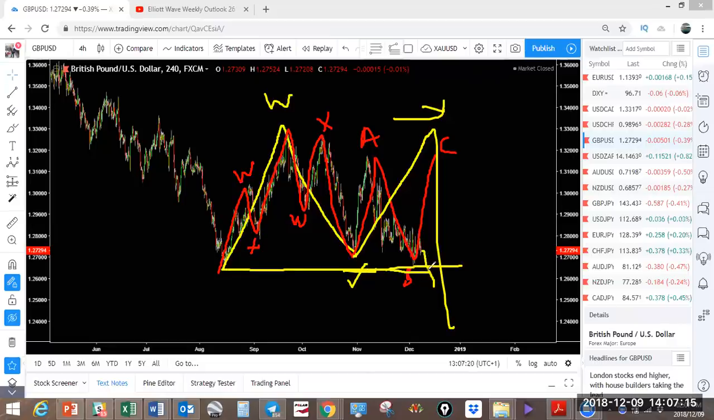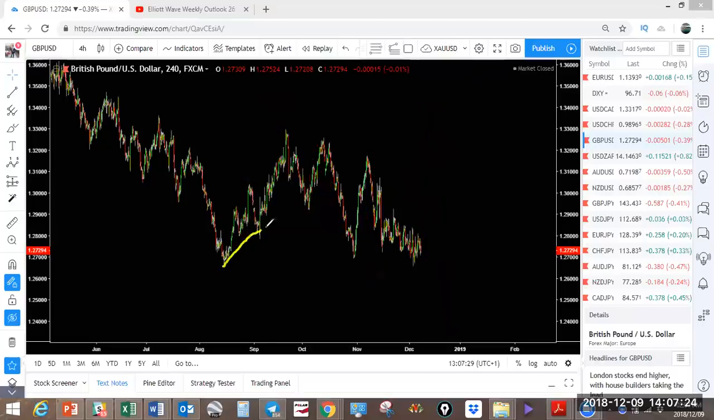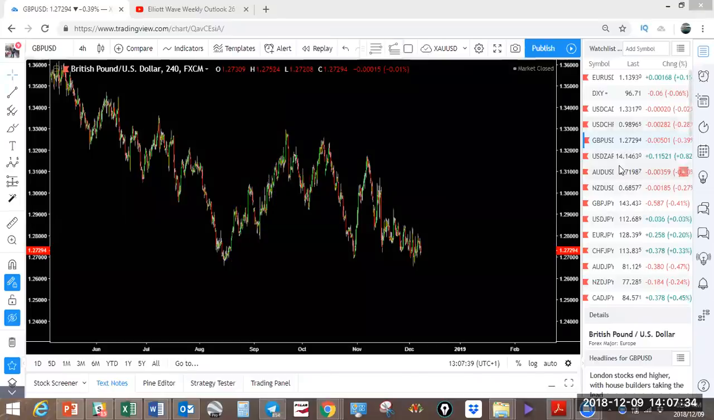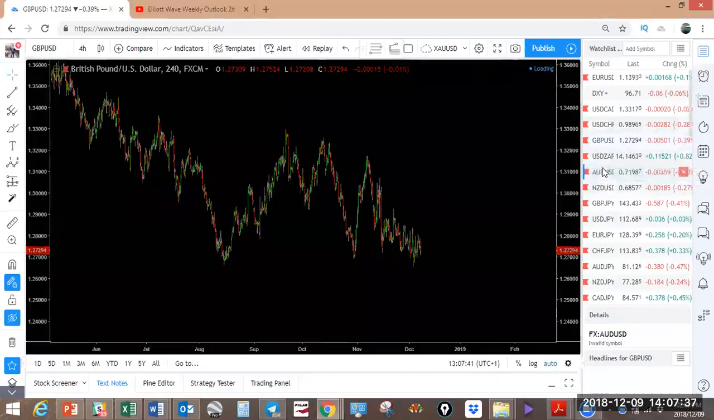So if it goes all the way down from here, we're gonna have to update the structure. That means we're not gonna have this retest to the upside. And that will mean that this would have been all the correction, only this. And we're starting a move to the downside. Okay, but let's watch it and see what happens when it gets to this level. That's pound US dollar.